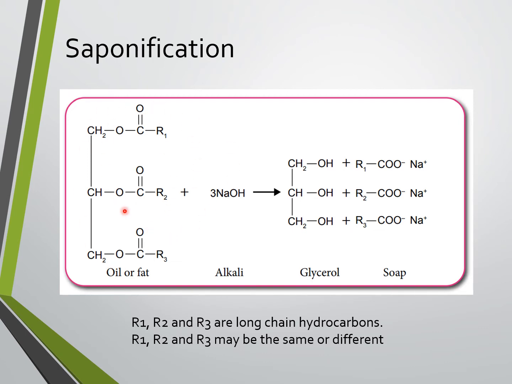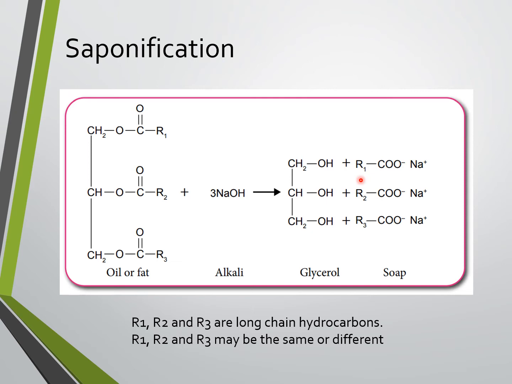Here we have the oil or fat molecules, so we call this the ester. This is the ester actually. Oil and fat are esters. So here is the functional group COO, COO, COO, and R is the hydrocarbon chain. This is the sodium hydroxide, the alkali, and here it will produce glycerol. The reaction between the alkali and the oil will produce glycerol, which is an alcohol, and the other product is the soap.